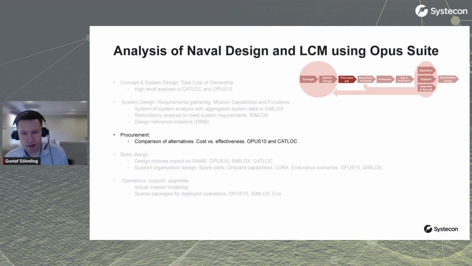Procurement phase can, of course, mean many different things. Procurements of our systems, procurement of our support solution, etc. From an Opus Suite perspective, we really come down to one of the core questions that we look at here on a high level: cost versus effectiveness. And for that, Catalog is an excellent tool to look at the cost, but when you want to combine the two, Opus 10 is the go-to application, where we incorporate spare parts optimization, which is a significant part of both cost and effectiveness component.